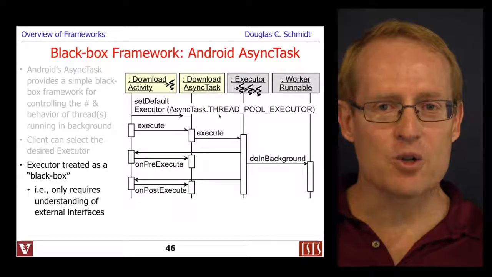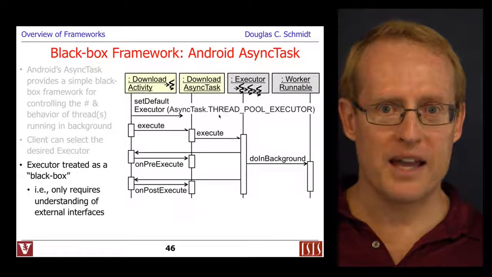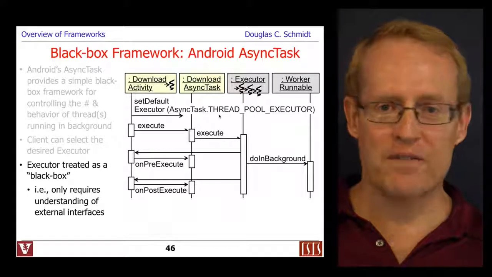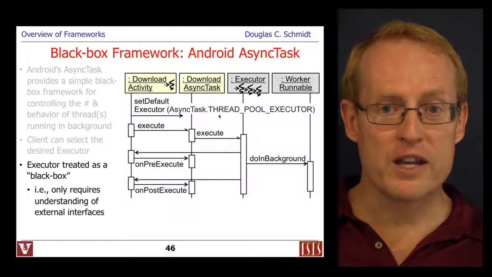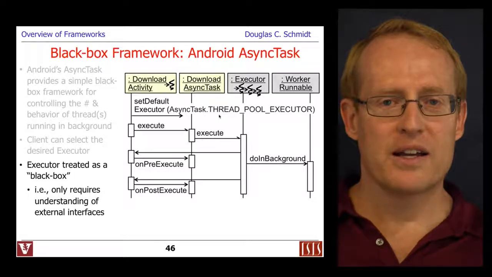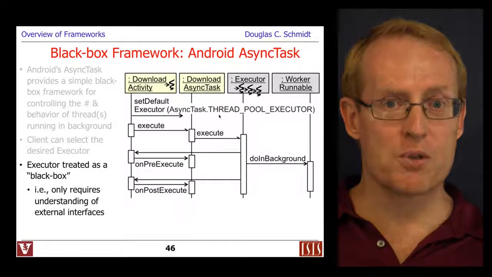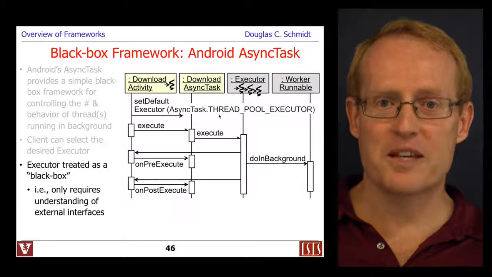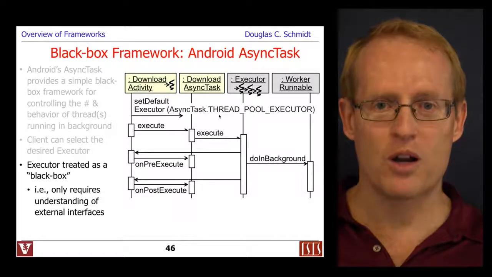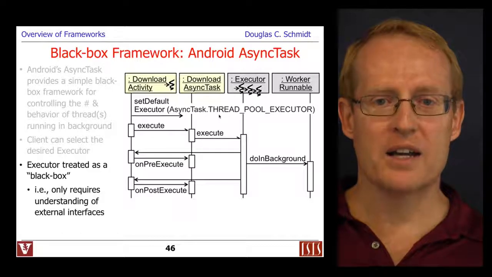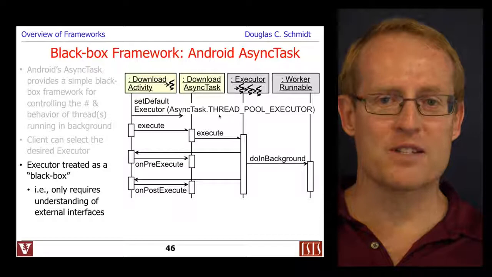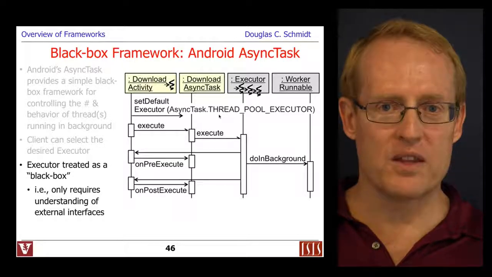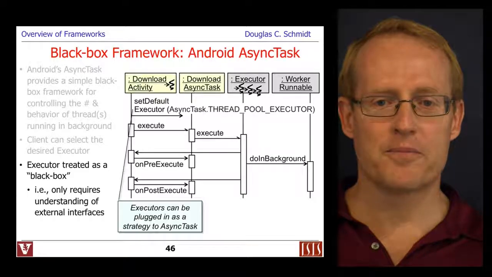The executor is treated as a black box by AsyncTask. You don't have to subclass anything in order to plug in the pre-existing executors. If you make your own executor, you subclass from Executor, but not from AsyncTask. So the AsyncTask framework remains a black box. And to use it, you only have to understand the external interfaces, such as the execute method that you would fill in on a custom executor that you might implement.